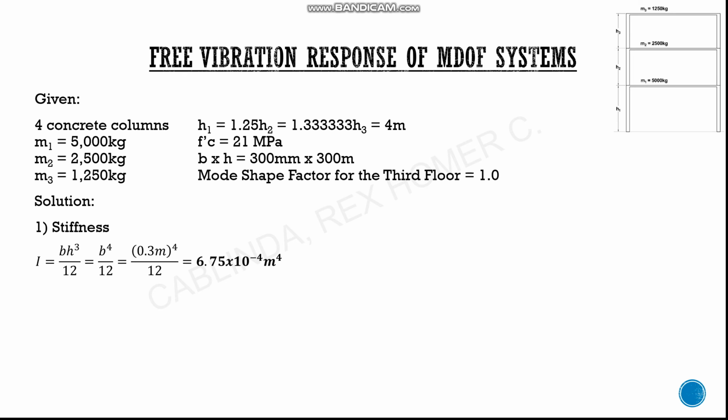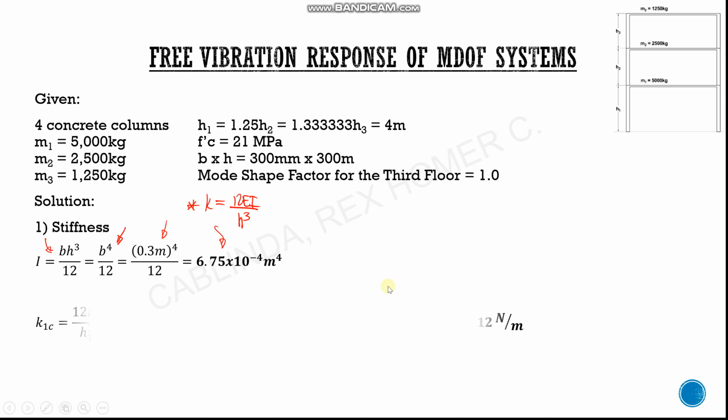First, we get the centroidal moment of inertia. It is BH cubed over 12, and since this is square, I just wrote B to the 4 over 12. Since the column dimension is uniform throughout the building, only one I is needed. So 0.3 meters to the 4 divided by 12 is 6.75 times 10 to the negative 4 meters to the 4. To get the stiffness, we need E, I, and H. Next, we get E. This is concrete, 21 megapascal.